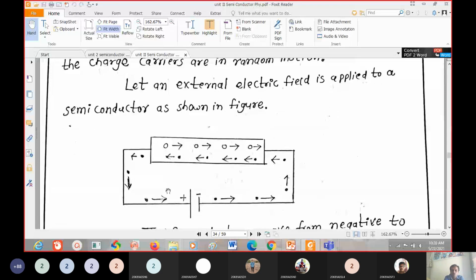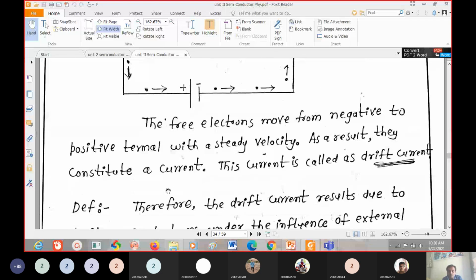Here, if you apply a particular voltage, the free electrons will move with a particular, steady velocity. That velocity we call drift velocity. Drift velocity means all electrons move with one particular velocity only.